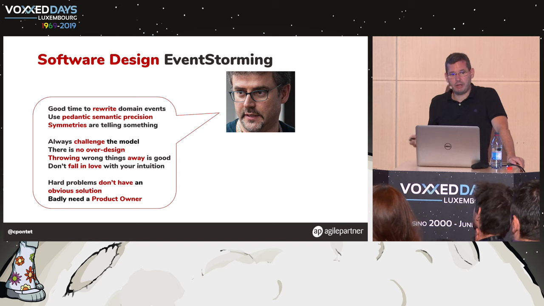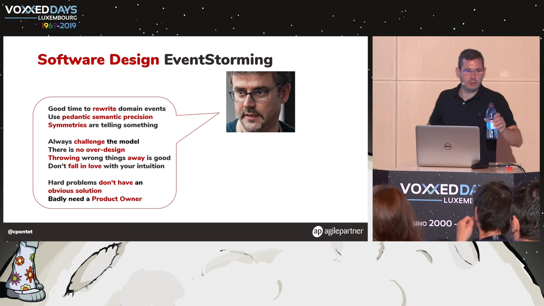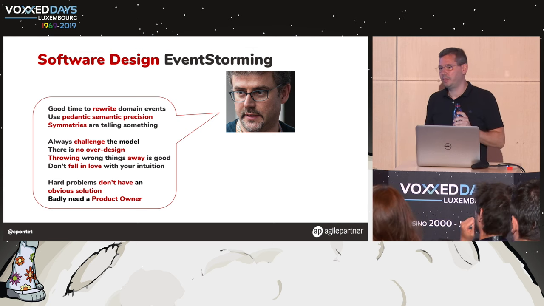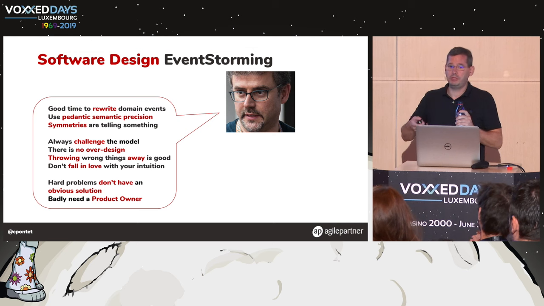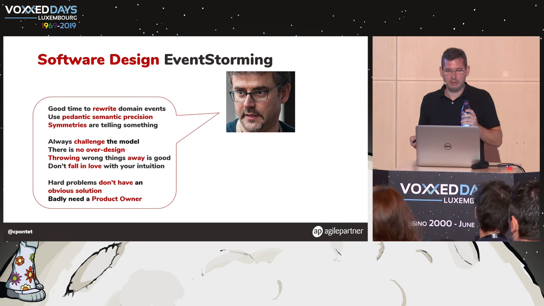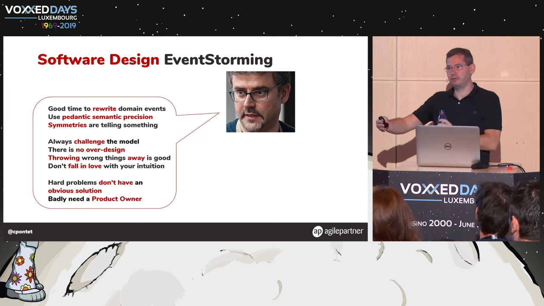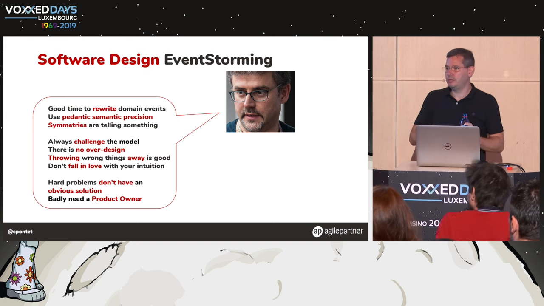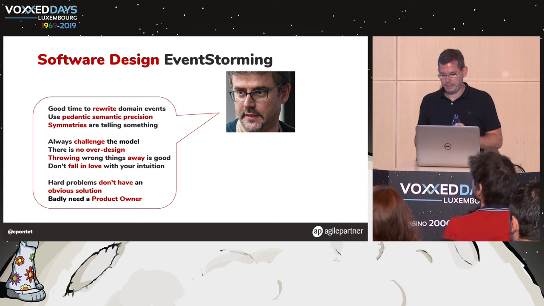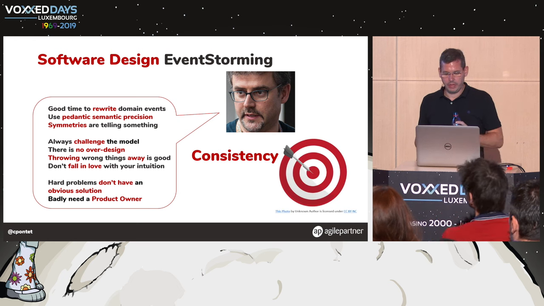Hard problems don't have obvious solutions. And the best thing you can do when you do a software design event storming is to have a product owner to ask questions, because these people know the business and you need them. Even though it's a more technical event storming, you need the business knowledge. The overall idea is consistency.